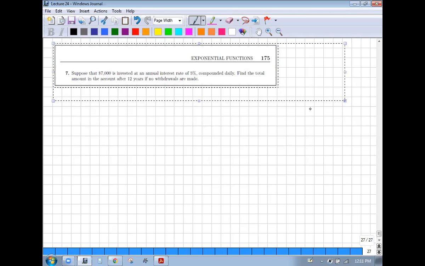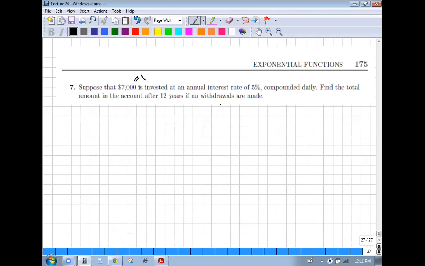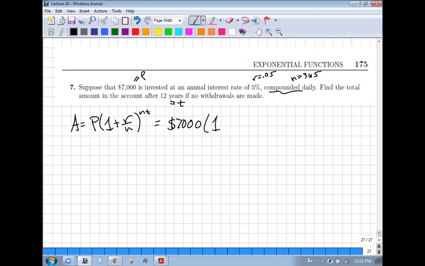All right, suppose 7,000 bucks is invested. That's our principal. Annual interest rate of 5%, so R is 0.05. Compounded daily, so N is 365. Find the total amount in the account after 12 years. So that's our time. Since this is compound interest, we use A equals P times (1 plus R over N) to the NT. So we got 7,000 bucks, interest rate is 0.05, we're compounding 365 times a year, and we're doing this for 12 years.